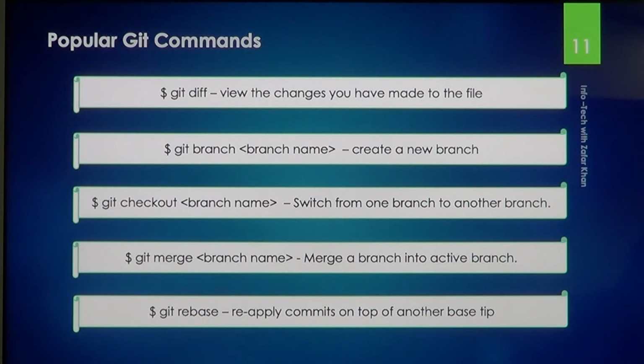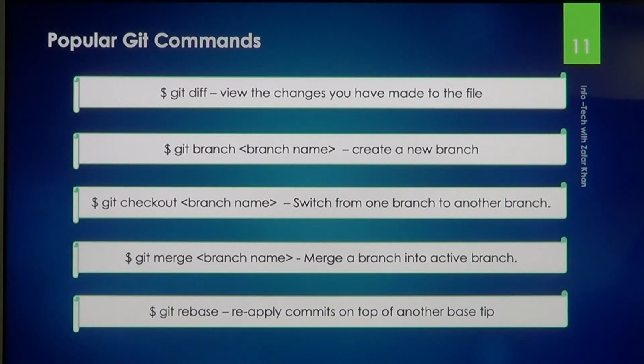Okay, and you want to move over there and do some kind of activity, some changes over there, you can do that by using this command git checkout and then branch 1. What it will do is switch from your existing branch to the newly created branch.